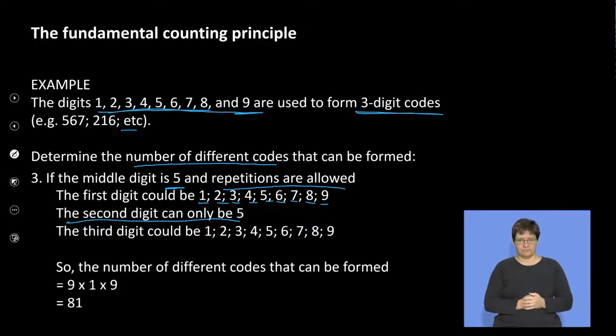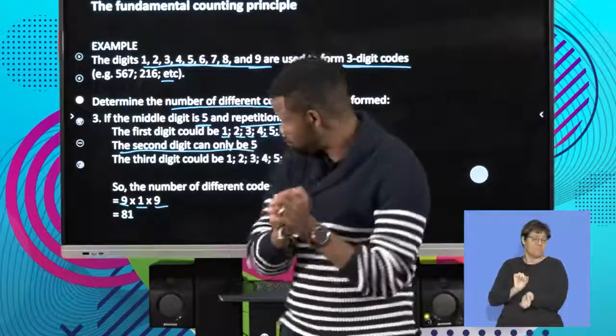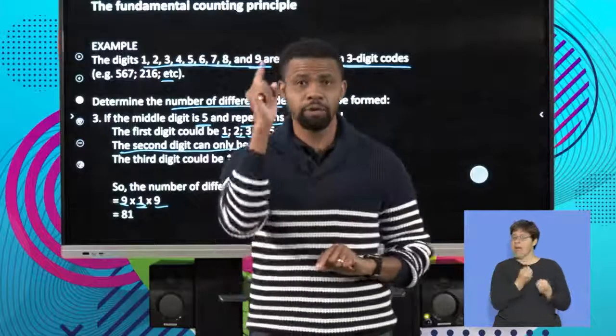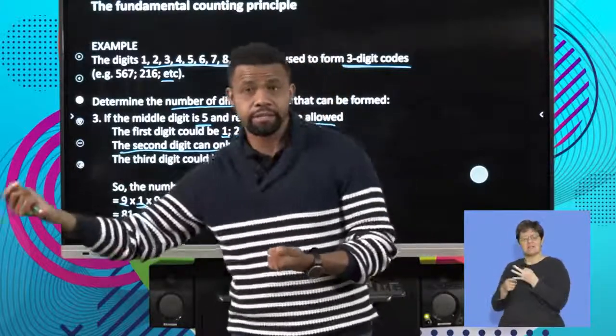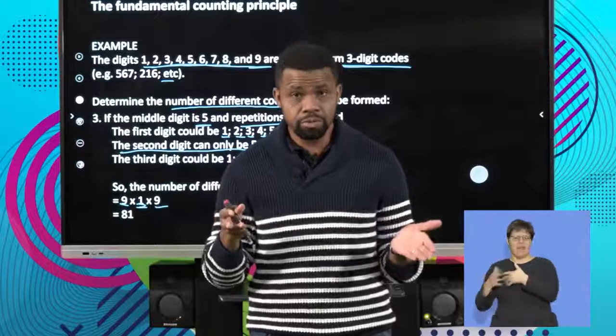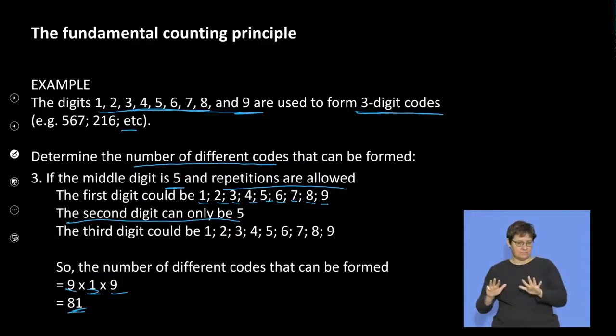Okay, and this is what we get. We get 9 times 1 times 9. Why do you get 9 times 1 times 9? Because the first position, we can use all the numbers from 1 to 9. We have 9 choices. The middle one, because 5 must be in the middle, we can only use 5. There's only one 5 we can choose. And the last position, because repetition is allowed, we can use all the 9 numbers. Are we together? And if you multiply this, what do we get? We get 81.